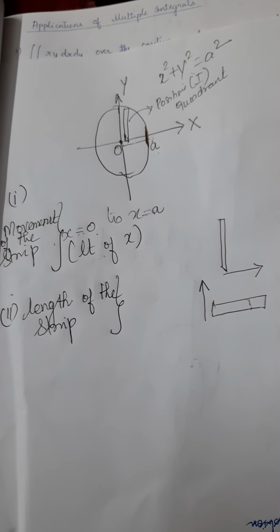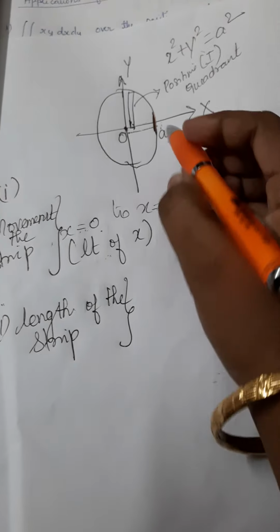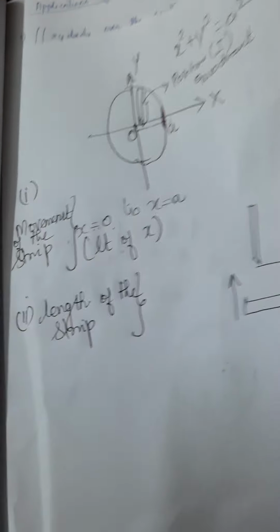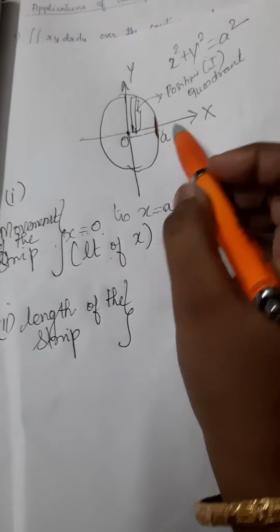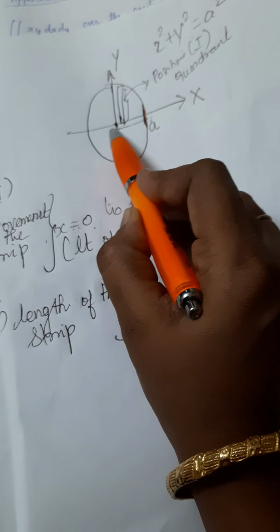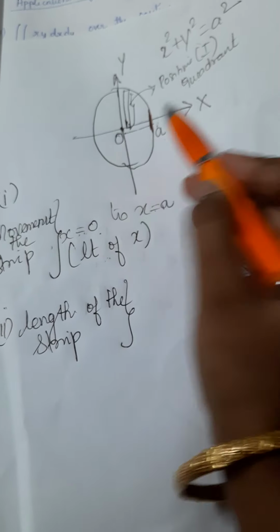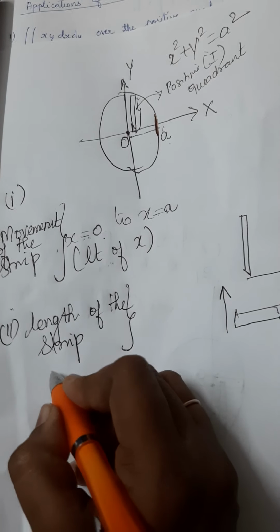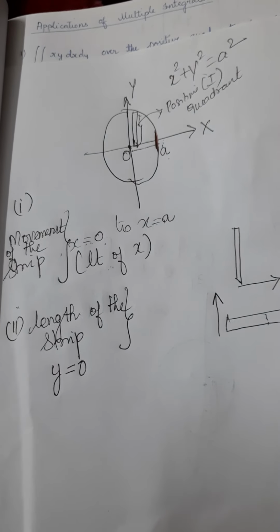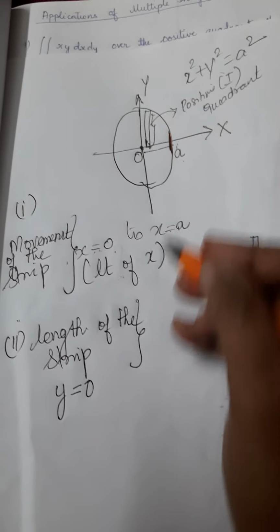Length of the strip. How to find the length of the strip? Simply measure the strip. Okay? When the base of the strip is on the x-axis, whenever it is the x-axis, the value of y is 0, which means y is equal to 0.